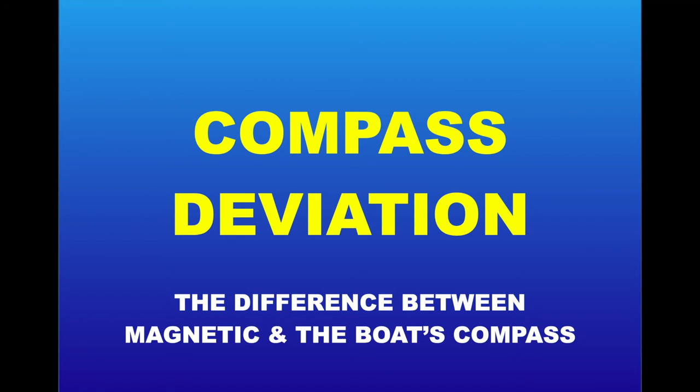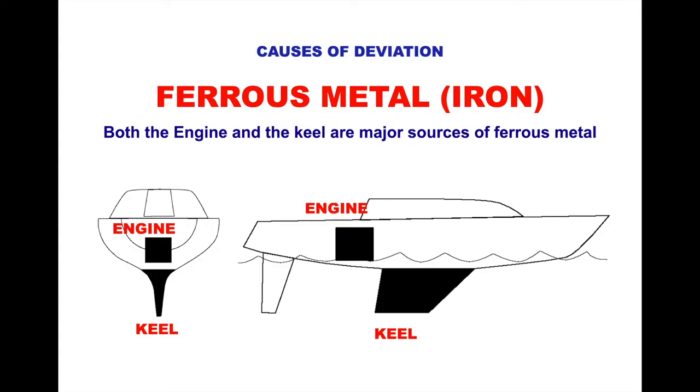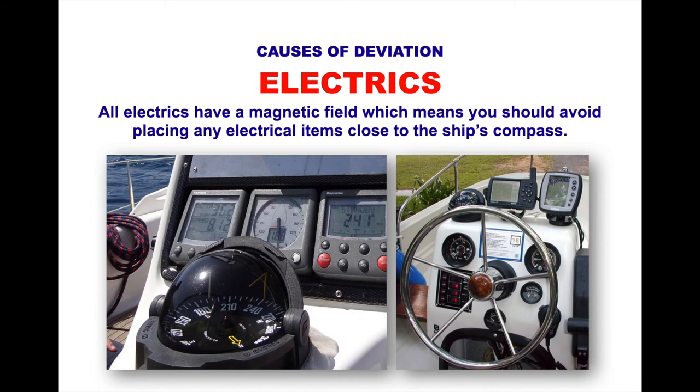Compass deviation. Deviation is the difference between magnetic and the boat's compass. So deviation is caused by ferrous metal, iron, so it could be the engine, the keel, or other major sources of ferrous metal on the boat, and it will deflect the compass slightly. Electrics, all electrics have a magnetic field, which means you should avoid putting any electrical items close to the ship's compass.